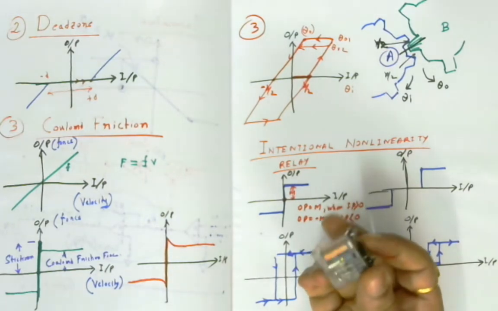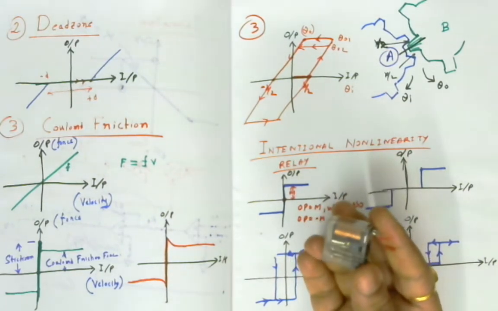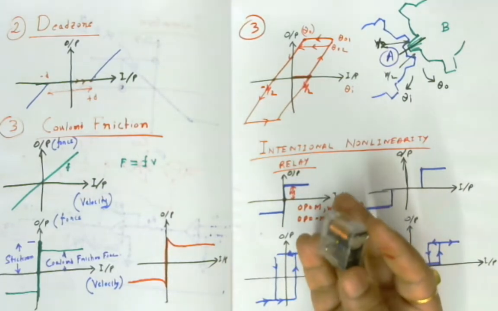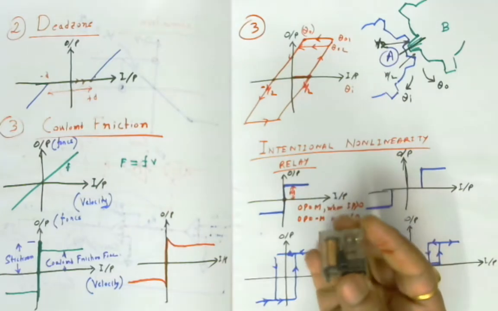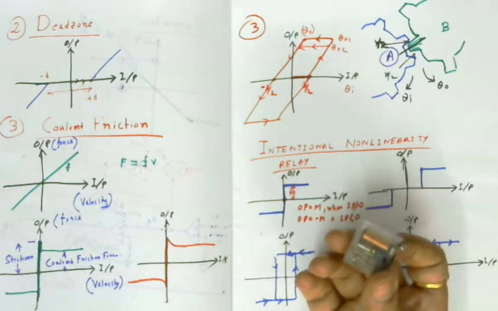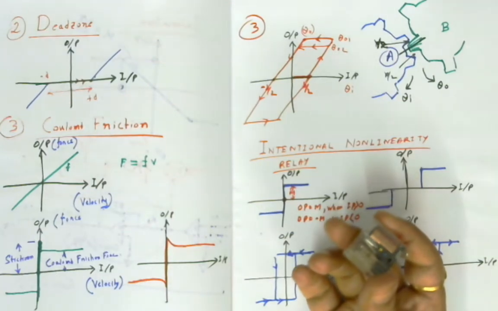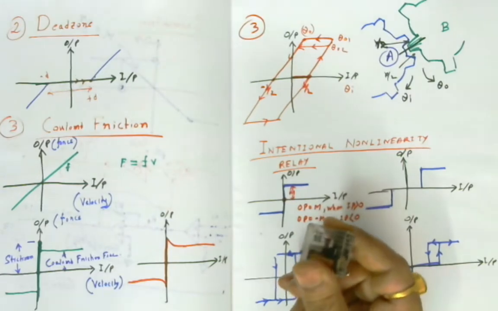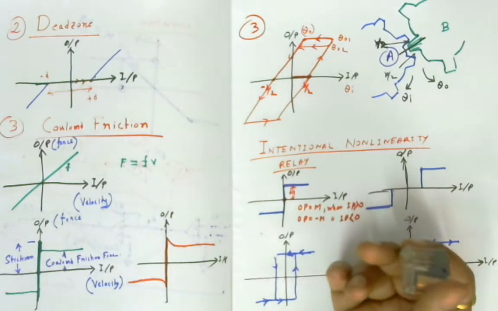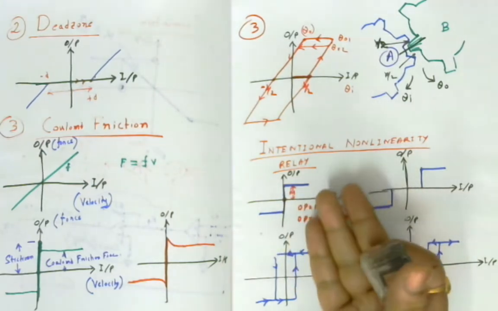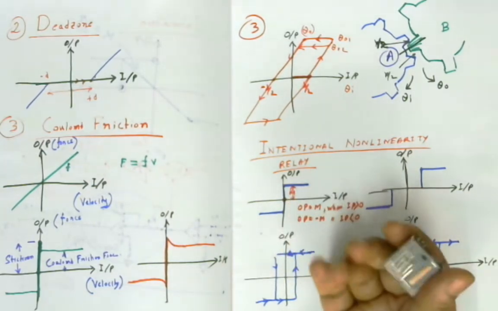Now the coil may be energized, but there is maybe a plunger kind of construction and a plate inside the relay. When the relay coil is energized, it will attract the plate such that two contacts which are initially open become closed. So when the input is just greater than 0, that means when the relay coil is energized, the output is on.